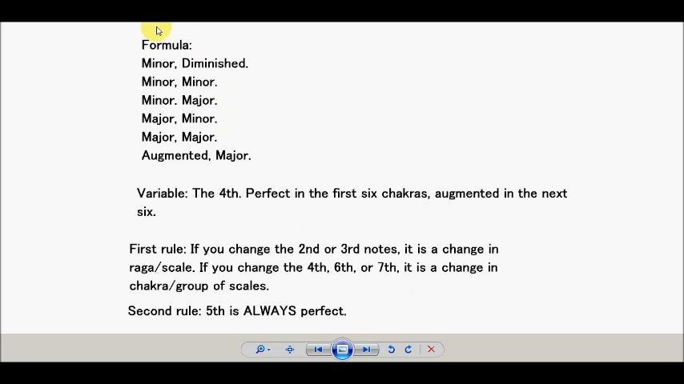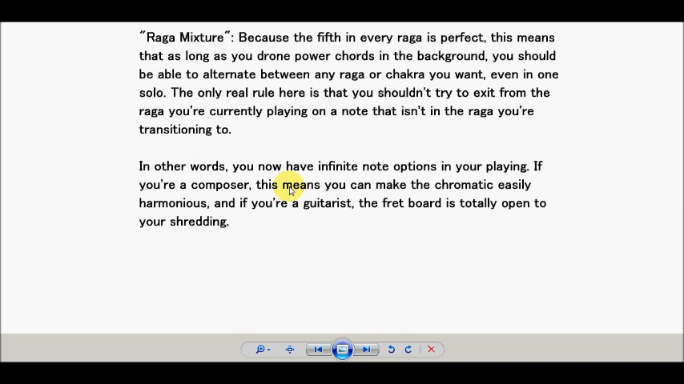You'll see this formula from going from scale to scale and then chakra to chakra, and hopefully that will make more sense of this. Now lastly, this is a bit more advanced, but if you're a guitarist, it will completely open up the fretboard for you. And if you're a composer, this will completely open chromaticism for you. I call this Raga Mixture, kind of based off of modal mixture.